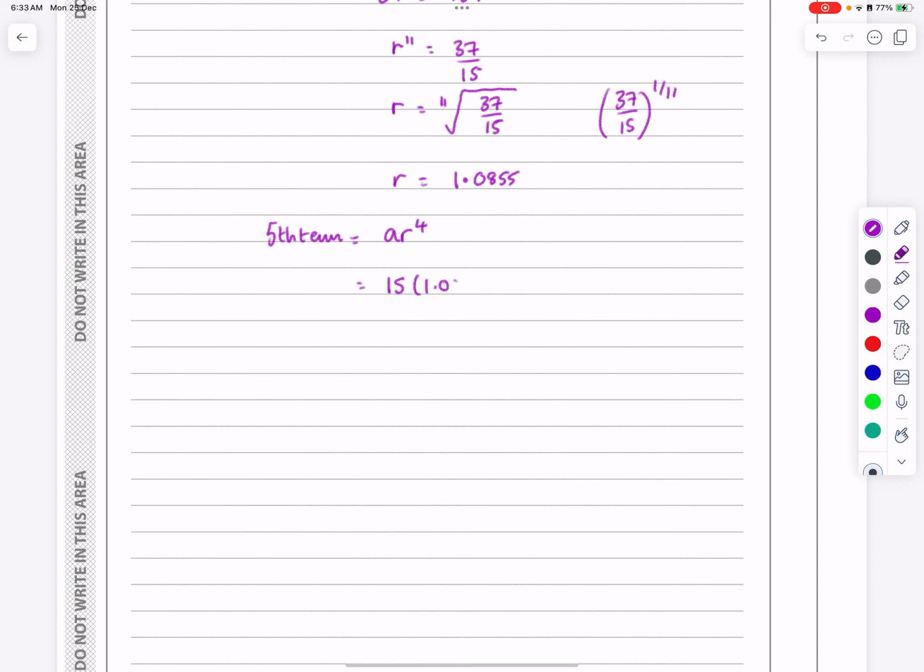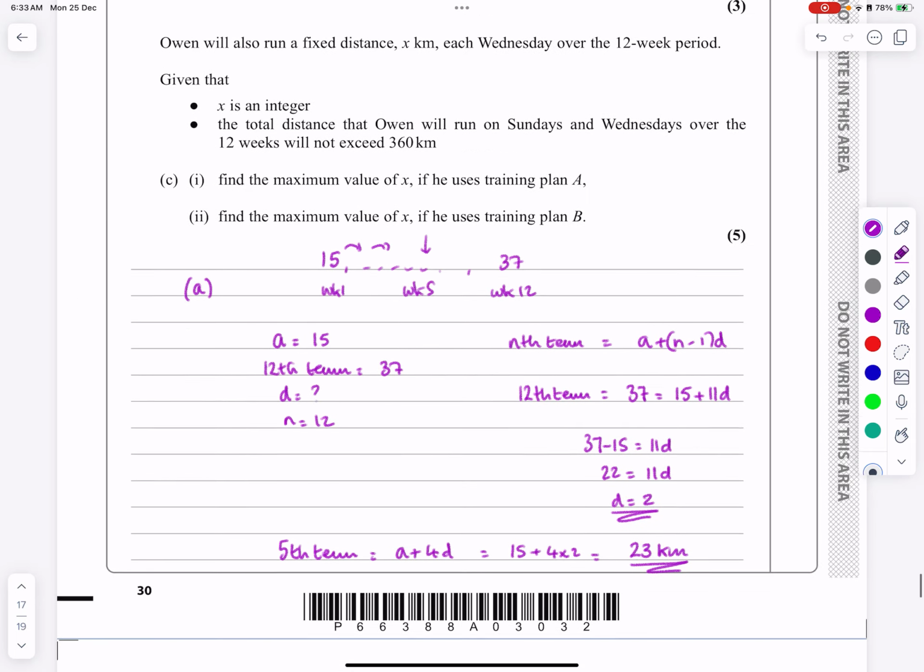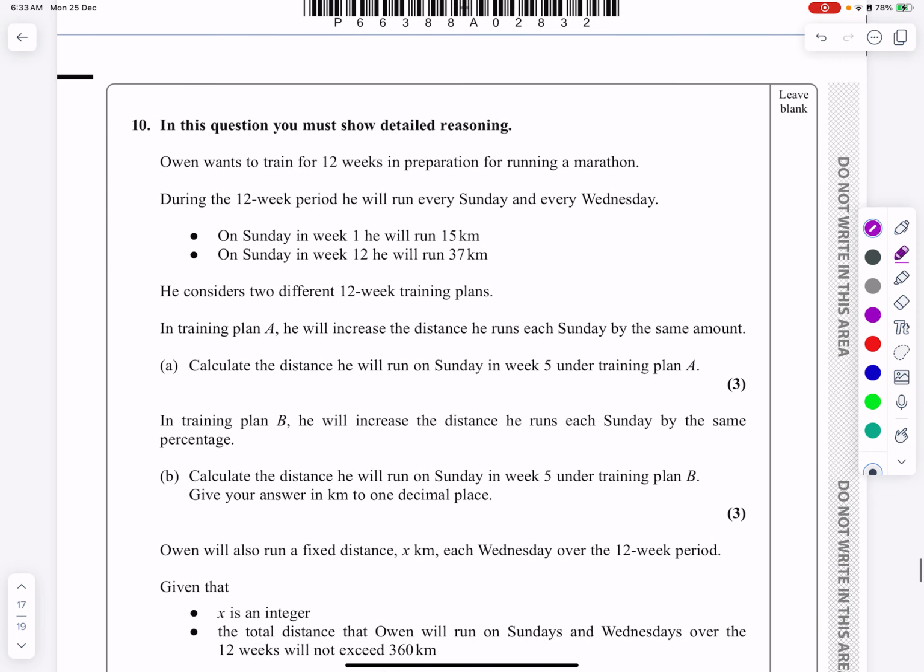It's this 1.0855 to the power of 4 here. And then see what that comes out to be. And that comes out to be 20.8 kilometers so far. Right, so even with this question, so it's number 10, it's going to be a difficult question here.